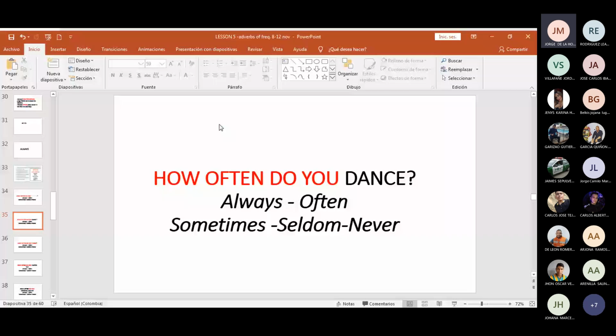Ok, yo siempre bailo. Si tú quieres dar información, ¿dónde lo haces? I always dance en tal parte. O cuando lo haces, I always dance los lunes, los miércoles, los viernes. Yes, I always dance en la mañana, en la tarde, en la noche. I always dance en vacaciones. So is a complement. Is extra information.